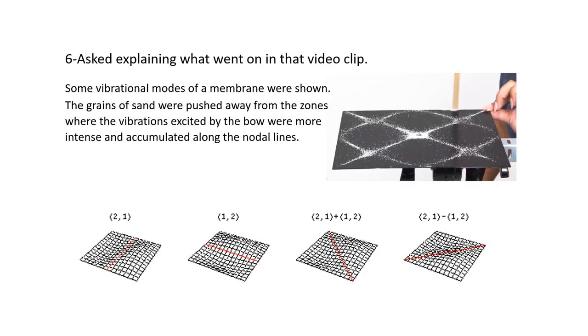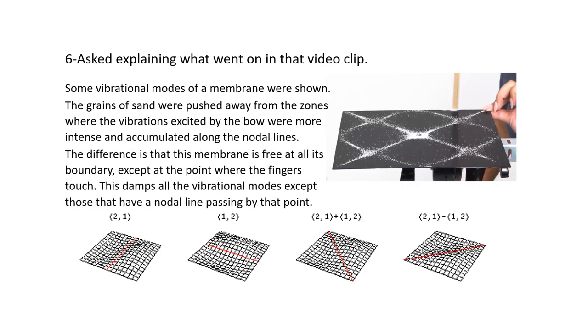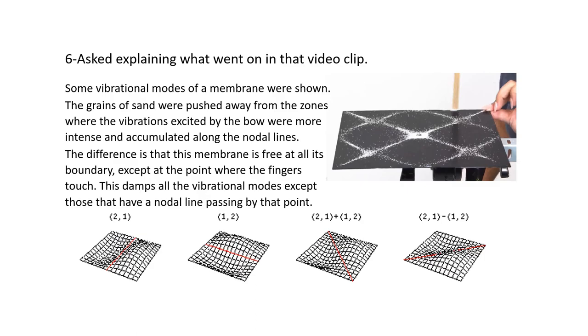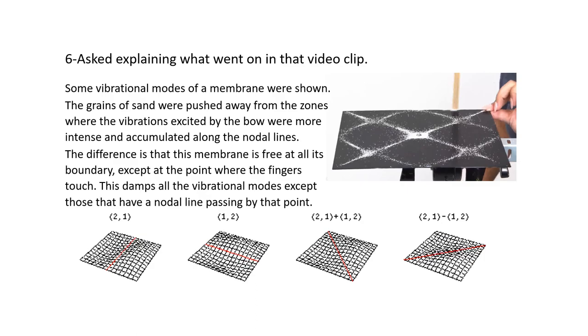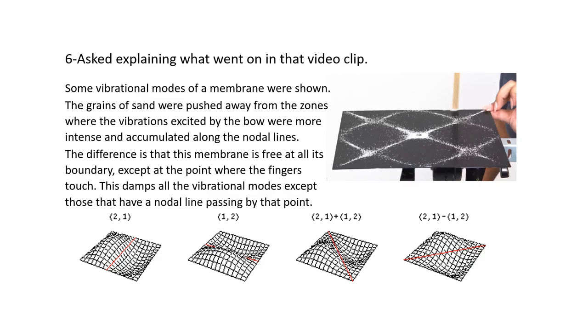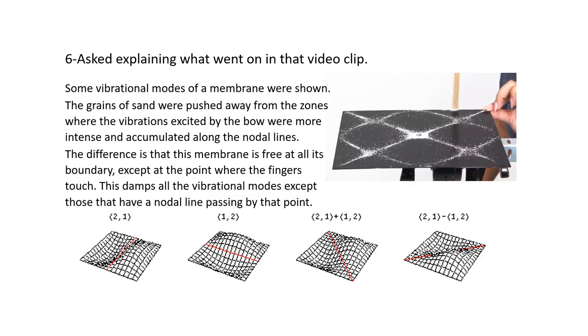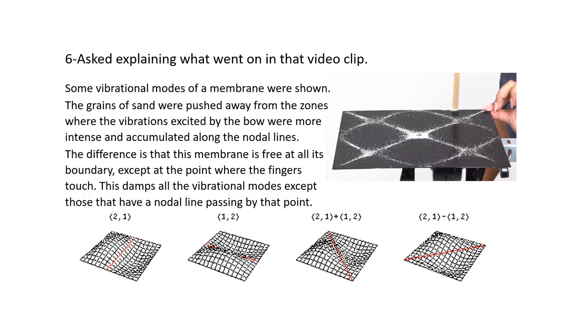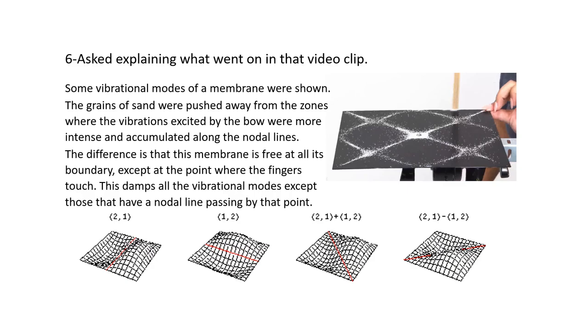Remember the nodal lines? The difference is that the membrane is free at all its boundaries, except at the point where the fingers touch. This damps all vibrational modes except those that have nodal lines passing by that point. That's what was going on there.